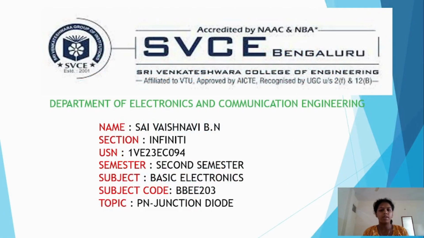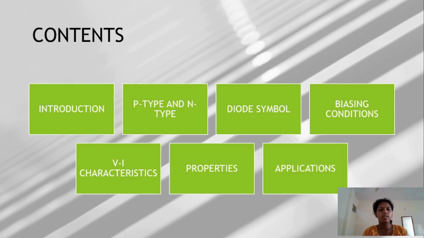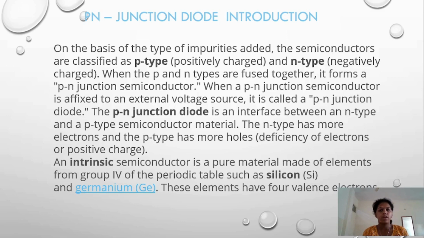Myself Sai Vaishnavi BN, studying in Sri Venkateshwara College of Engineering in the Department of Electronics and Communication Engineering. Semester is second semester, subject is Basic Electronics. Topic is PN junction diode. The contents I will discuss in this video are introduction, p-type and n-type, diode symbol, biasing conditions, VI characteristics, properties, applications.